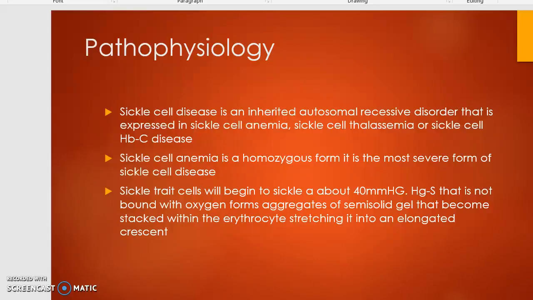or sickle cell HBC disease. Sickle cell anemia is a homozygous form, and it is the most severe form of sickle cell disease. Sickle trait cells will begin to sickle at about 40 millimeters of mercury. Hemoglobin S that is not bound with oxygen forms aggregates of semisolid gel that become stacked within the erythrocyte, stretching it into an elongated crescent.